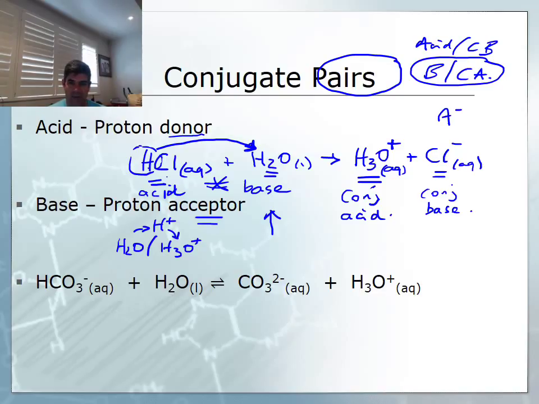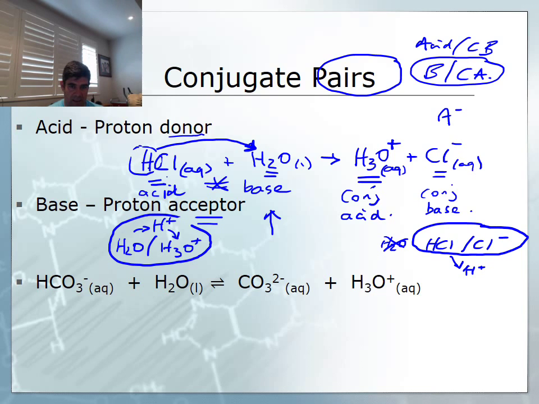And above, if we look at the situation over here, the HCl to Cl-. What's happened here is the H+ has disappeared. It's gone. Okay, so it's gone somewhere else. So this is one conjugate pair, an acid conjugate base pair, and this is another conjugate pair. In this case, it is a base conjugate acid pair.